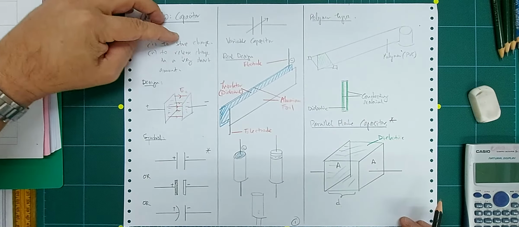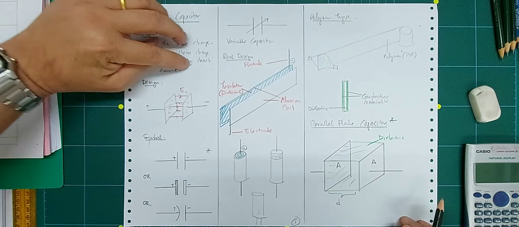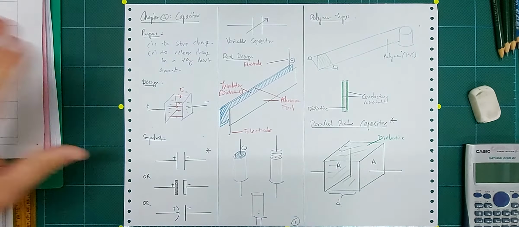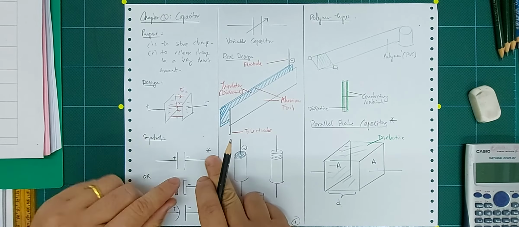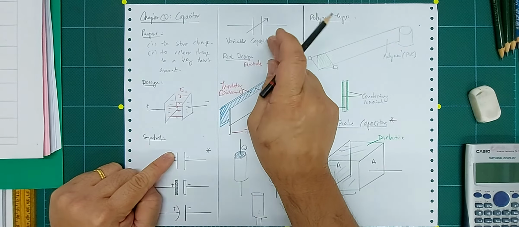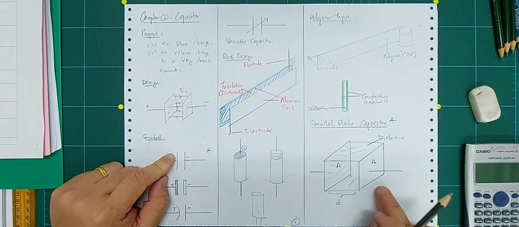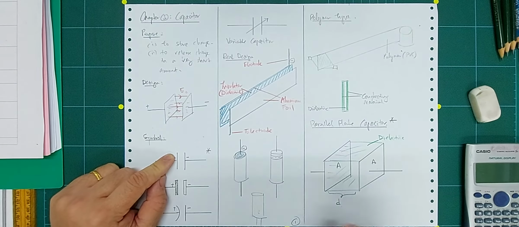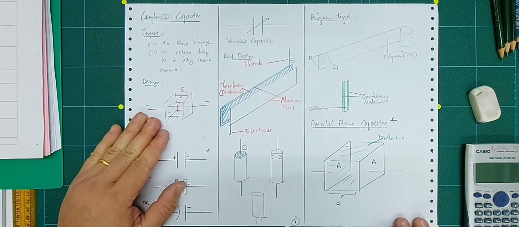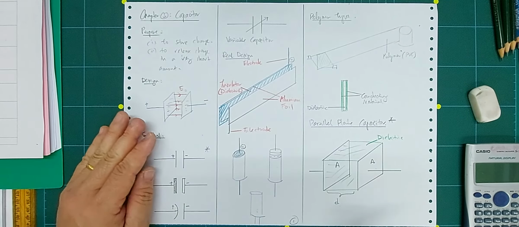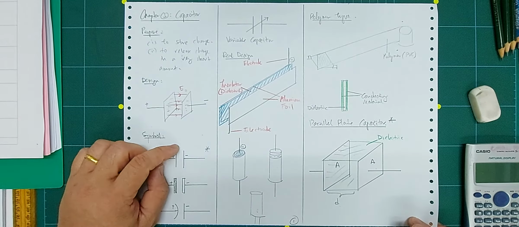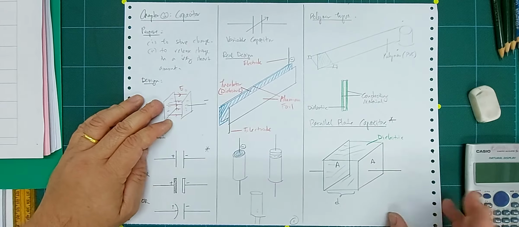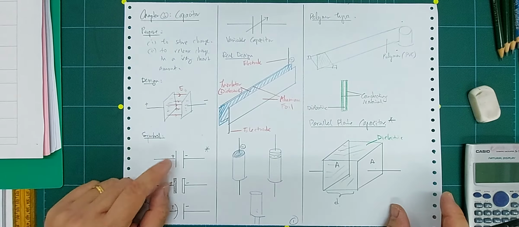The purpose of a capacitor is to store charge and to release charge in a very short amount of time in the bus. Then the electric field, and the symbol we use is this type, and this is a variable capacitor. The type that you're going to learn is the parallel plate capacitor. There are actually so many types of capacitors, depending on the application. The next one, we're going to go into more detail about this parallel plate capacitor, and I'm going to start using the symbol from here onwards.